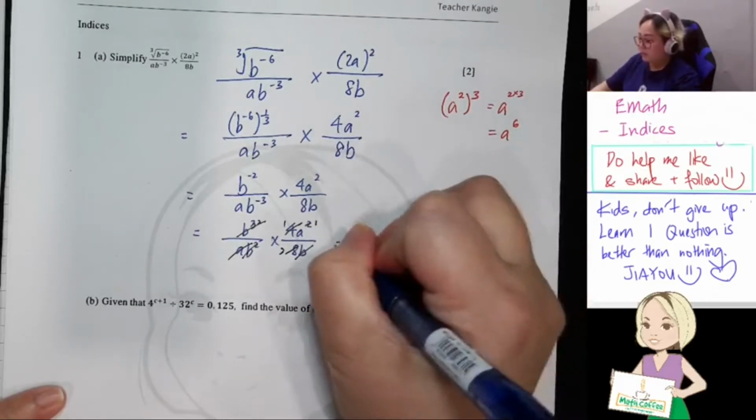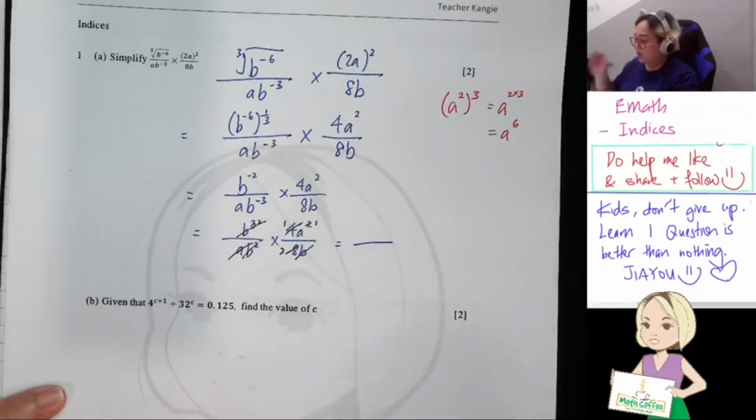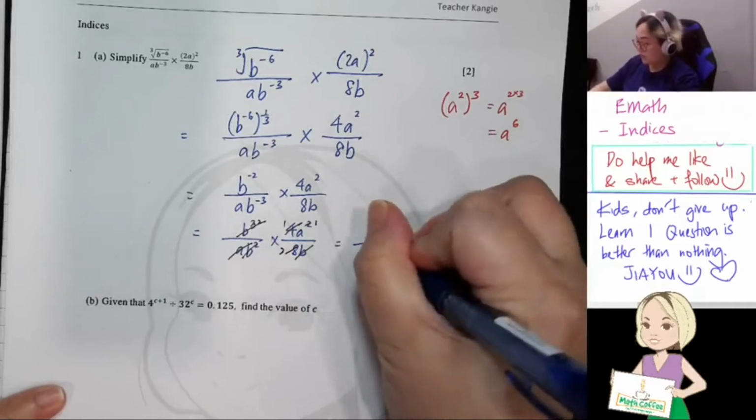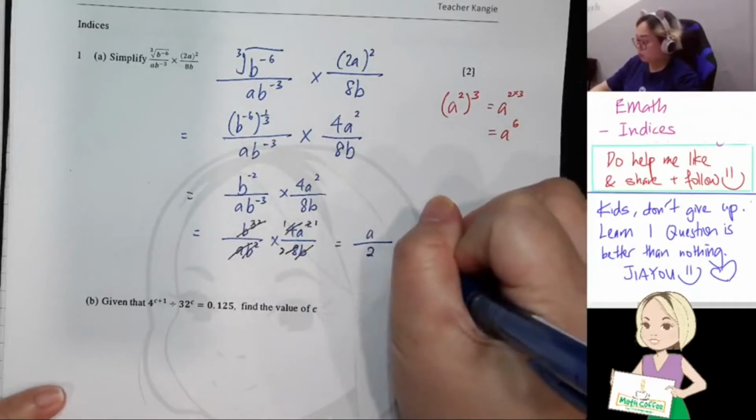So when I simplify this, I just put one single fraction. Numerator, I'm only left with a. Denominator, I still have a 2. So in the end, the answer is just a over 2. Done.